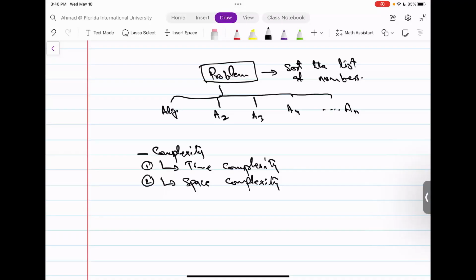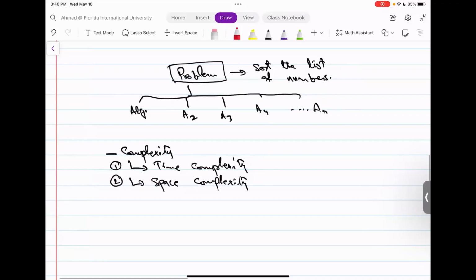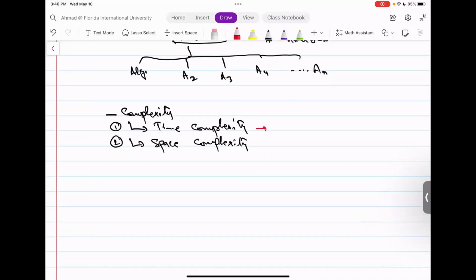What do we mean by the time complexity? Time complexity is how much time the algorithm requires to solve that problem. And space refers to how much space the algorithm requires to solve the problem. Some algorithms can generate the output very fast. Some are slow. Some take more space in the memory, some take less space. So based on these two parameters, we decide which algorithm we should follow.